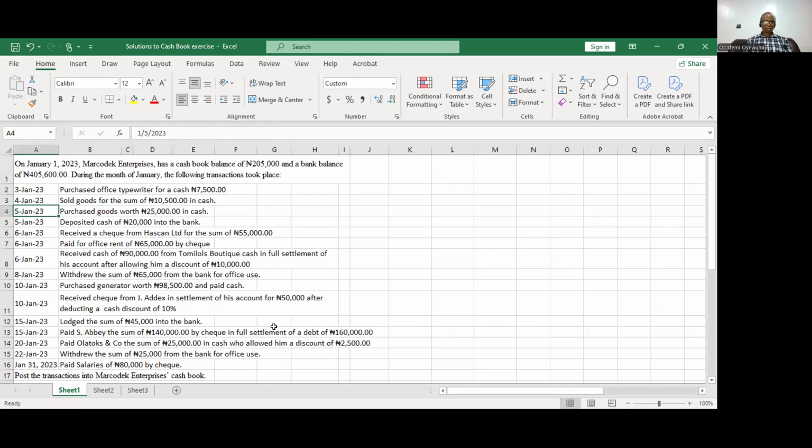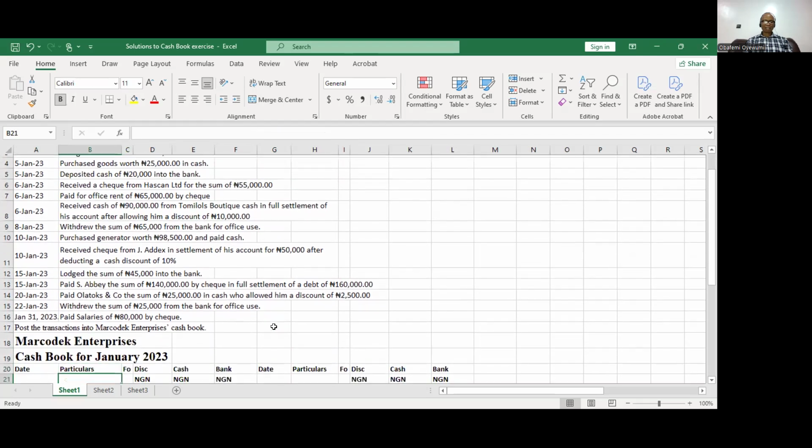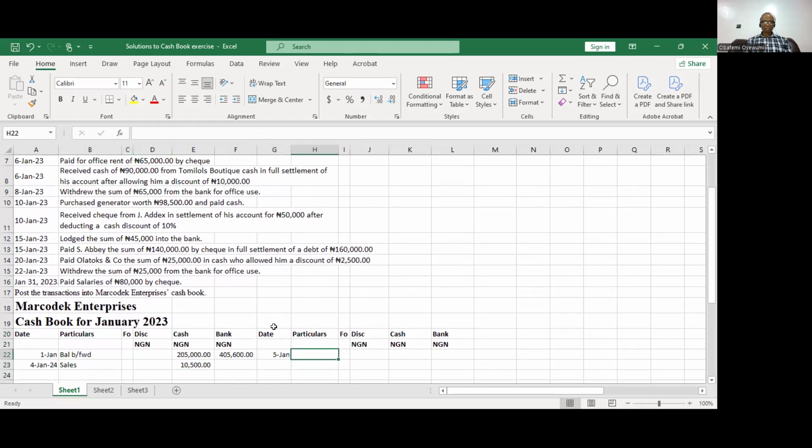So here we are. Okay, I've omitted this one. Pardon me. Purchase office typewriter for cash. So that was on the 3rd of January. So, typewriter.